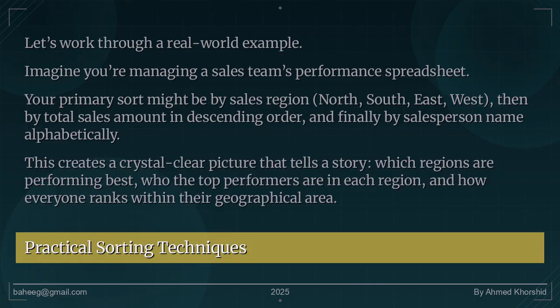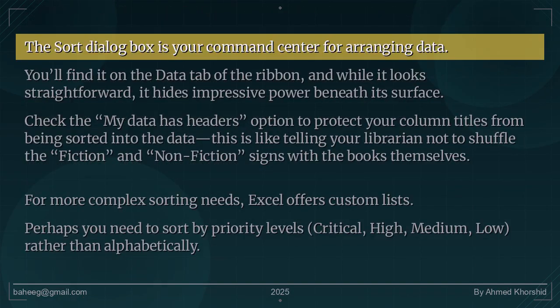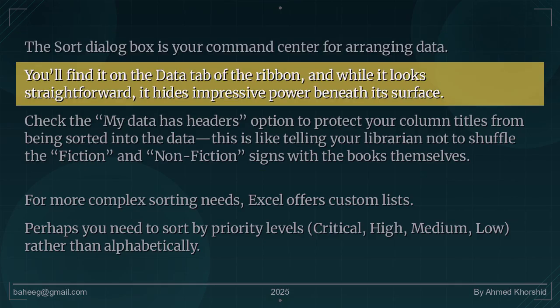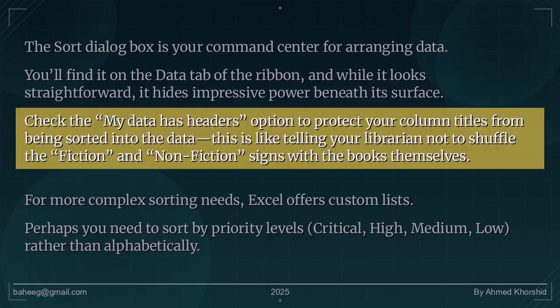Practical sorting techniques. The Sort dialog box is your command center for arranging data. You'll find it on the Data tab of the ribbon, and while it looks straightforward, it hides impressive power beneath its surface. Check the My Data has headers option to protect your column titles from being sorted into the data. This is like telling your librarian not to shuffle the fiction and non-fiction signs with the books themselves.